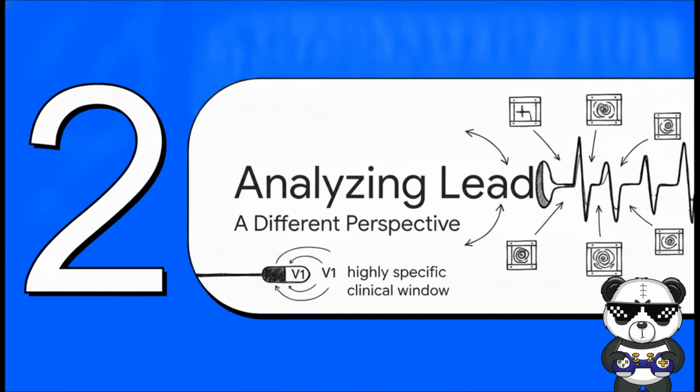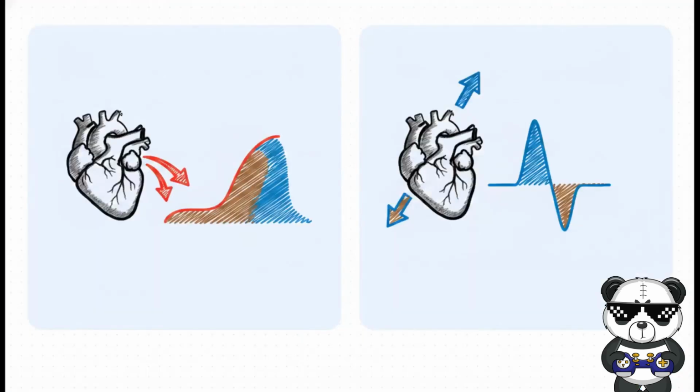Moving on to Section 2, analyzing lead V1, a different perspective. Let's talk about why not all leads tell the exact same story. Let's compare 2 really critical leads, lead II and lead V1. In lead II, the wave is typically just a single monophasic bump. Why? Well, because both the right and left atrial forces are generally moving toward the positive electrode.